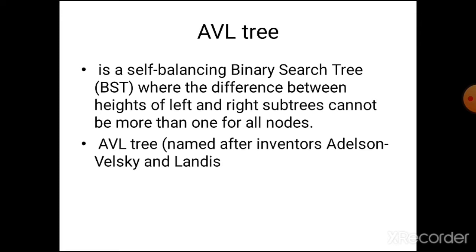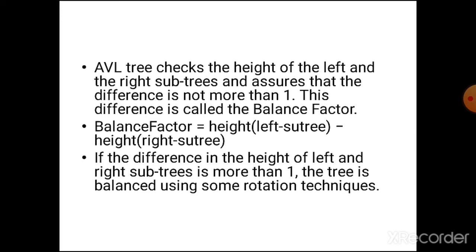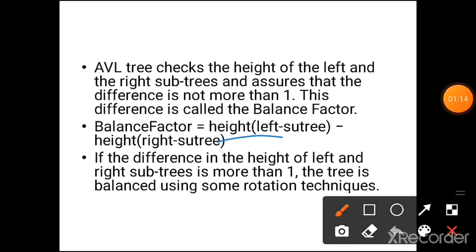That is the balancing. How to calculate a balancing factor? Balancing factor is the difference between the height of the left and right subtree. So here the AVL tree checks the height of the left and right subtrees and assures that the difference is not more than 1. This difference is called the balance factor. So balance factor is equal to height of left subtree minus height of the right subtree, or height of the right subtree minus height of the left subtree.